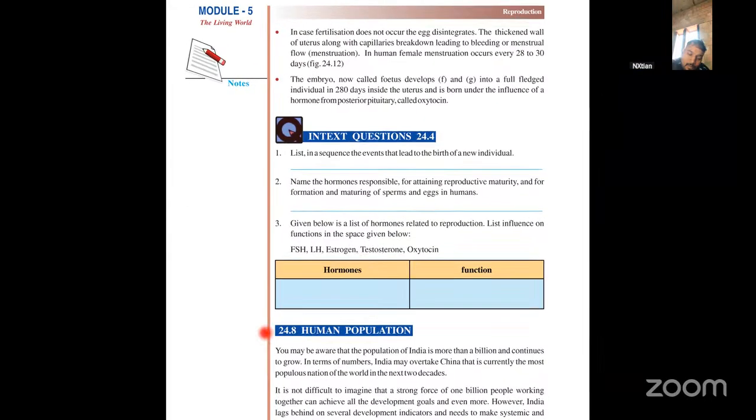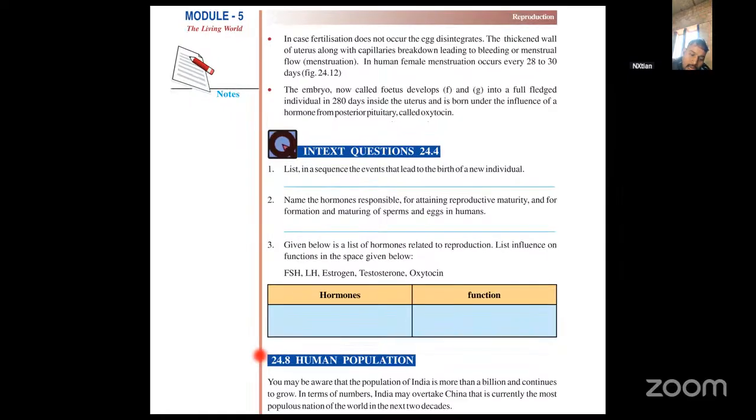Okay, so in the case where fertilization doesn't occur, the egg will degenerate and the thickened wall of the uterus will break down with capillaries, leading to bleeding and menstrual flow. In human females, menstruation occurs every 28 to 30 days. The embryo is now called a fetus, which develops fully for 280 days inside the uterus and is born under the influence of a hormone of the posterior pituitary called oxytocin.